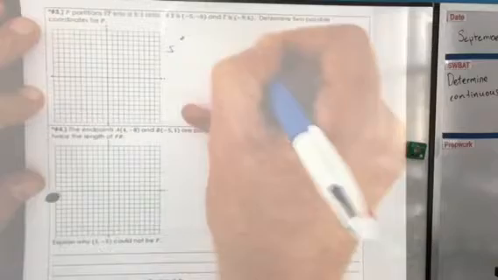Okay, number 3. P partitions line segment ST into a 3-to-1 ratio. So that means that we have something like S to T. 3-to-1 ratio, that means we've got 4 parts. So it looks kind of like this, where S to P is 3 out of the 4. So it's kind of like 3 and 1 right here.